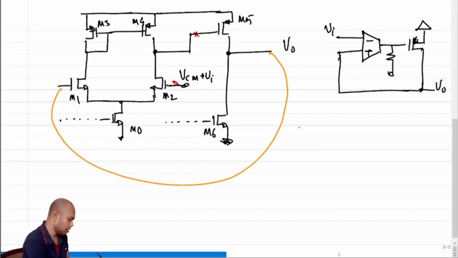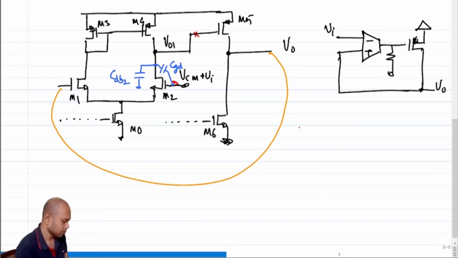So let's start off with which node? Let's start off with V01, this node. What all capacitances do you see here? Firstly, the capacitance associated with M2 will be CdB of M2, right? So there will be CGD of M2, correct? What about parasitic capacitance due to M4? So there will be capacitance of CdB of 4. Similarly, we'll have capacitance of CGD of 4, right? What else?